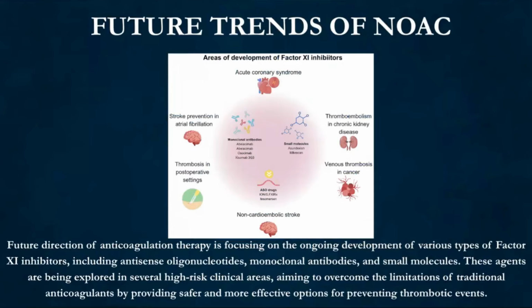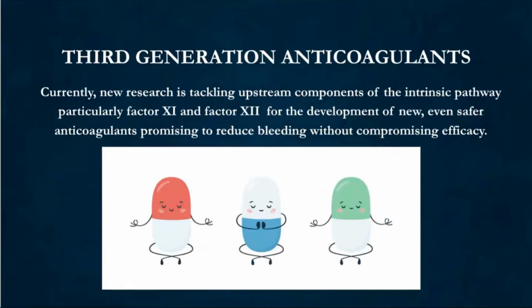So this can be applied in preventing acute coronary syndrome, and it helps with thromboembolism in CKD or in carcinoma patients, and it can also help in prevention of non-cardioembolic stroke, and even in post-operative settings. So those agents are termed as the third generation anticoagulants. They are particularly the factor 11 and factor 12 inhibitors.